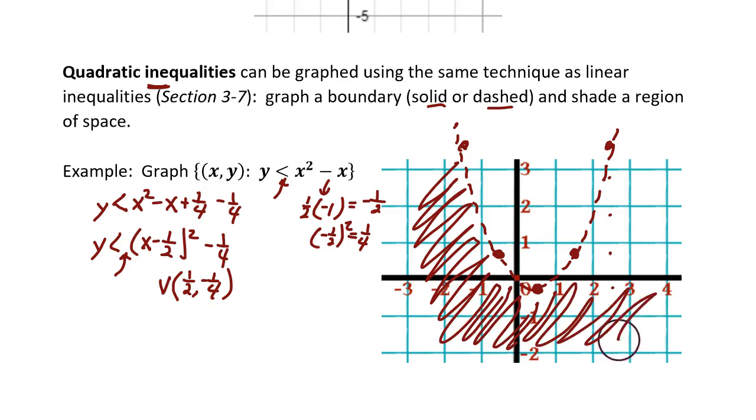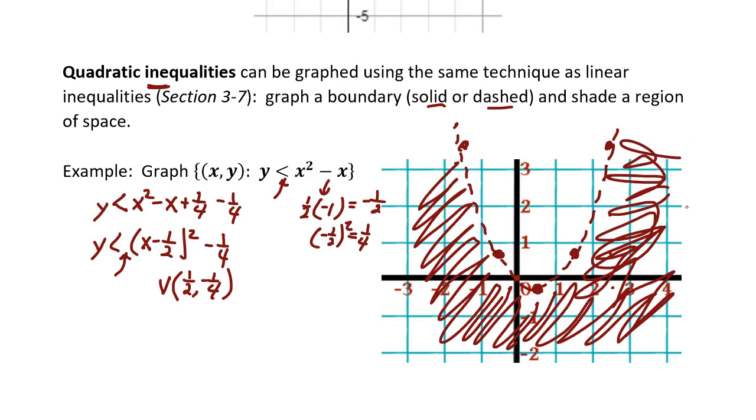This is a fast way to show an infinite number of ordered pairs where every one of those ordered pairs has a y value that is less than the y values on the boundary line.